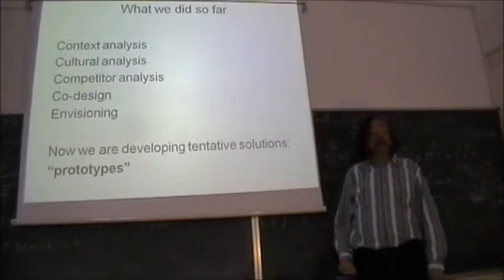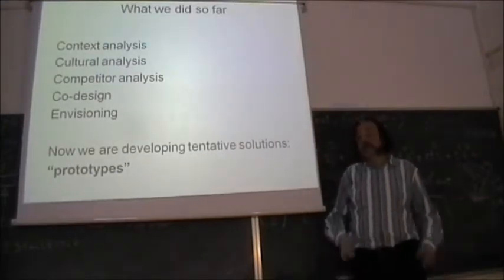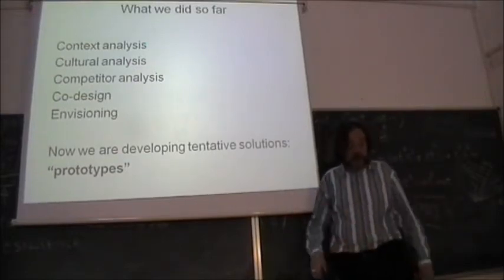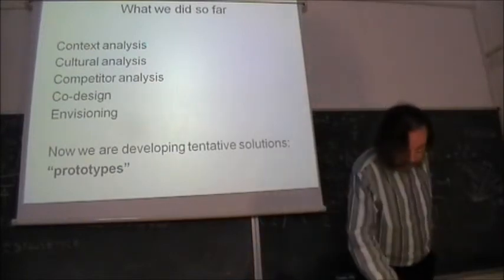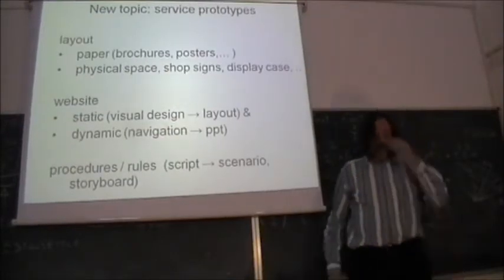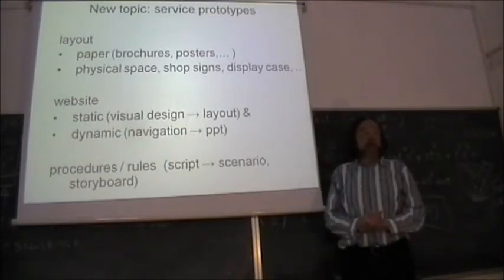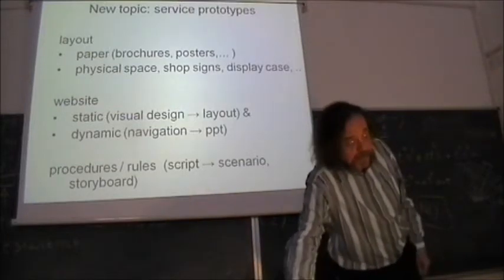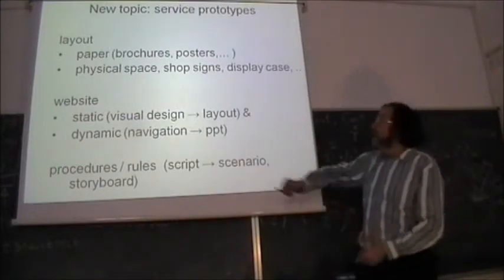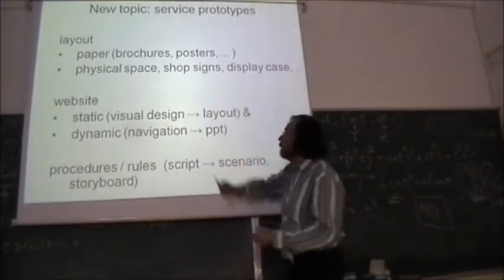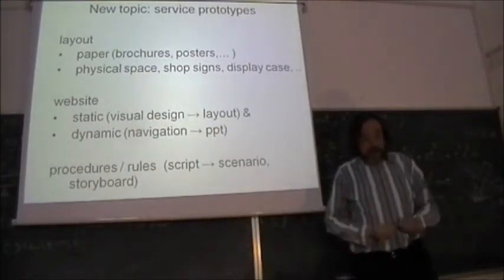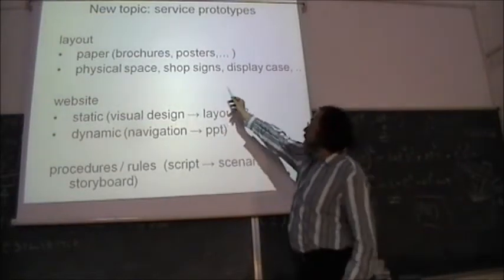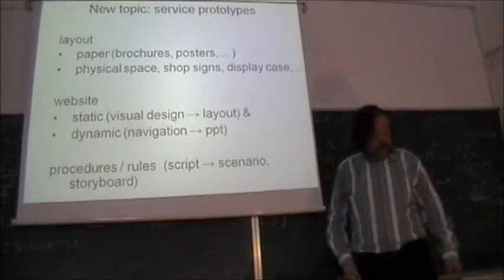We are developing tentative solutions. So we're deciding on solutions, we looked at the whole context of the design. We are now developing them, and we label this prototypes. Which means, from now on, we are going to focus on several things. We are going to focus on layout. So things that could be paper, like brochures, posters, but also physical things, physical space, shop signs, display cases.